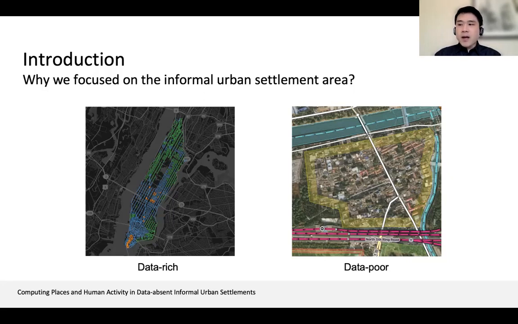At the same time, informal settlement areas are very crucial for sustainable development, attracting planning and design interventions to improve the quality and condition of buildings, streets, and public space. Despite such importance, informal urban space and informal areas very often suffer from a lack of data and information due to informality. So this is where we're trying to understand what the possible computational solutions are in a data poor environment.